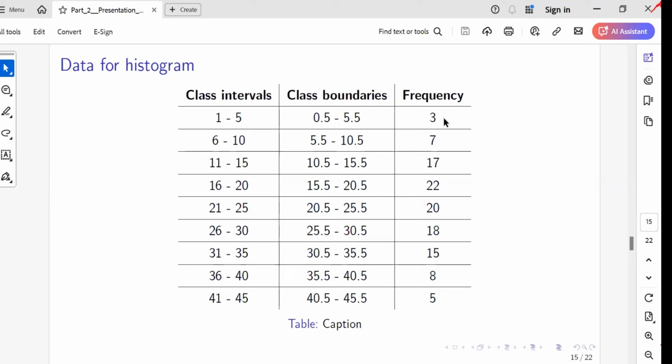Okay, so to draw a histogram, you need, first of all, the frequencies, and that will be on your y-axis. And then you also need your class boundaries. So in working with class boundaries, you need to know your class intervals. So let's say we are given the class intervals. How do we find the class boundaries? Okay, so I'm going to help you with that.